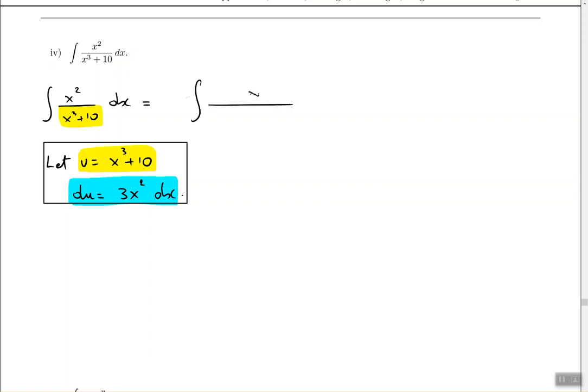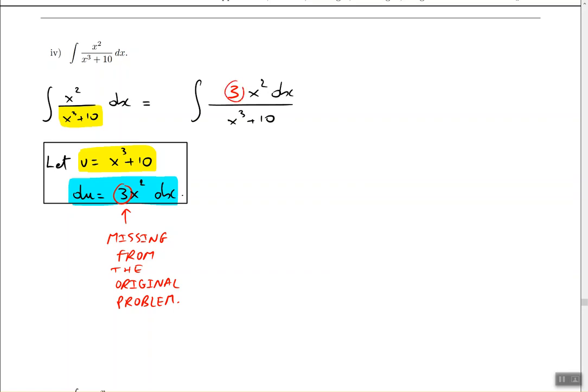It needs a 3. It already has x squared. It has a dx. It has x cubed plus 10. But the 3 is missing. So since the 3 is missing from the original problem, here's what we're going to do for this one. We're going to just write a 3 there. That's the 3 that we want. The one that's missing, we're going to put it. We need a 3 on the numerator next to the x squared. So let's just write it there.